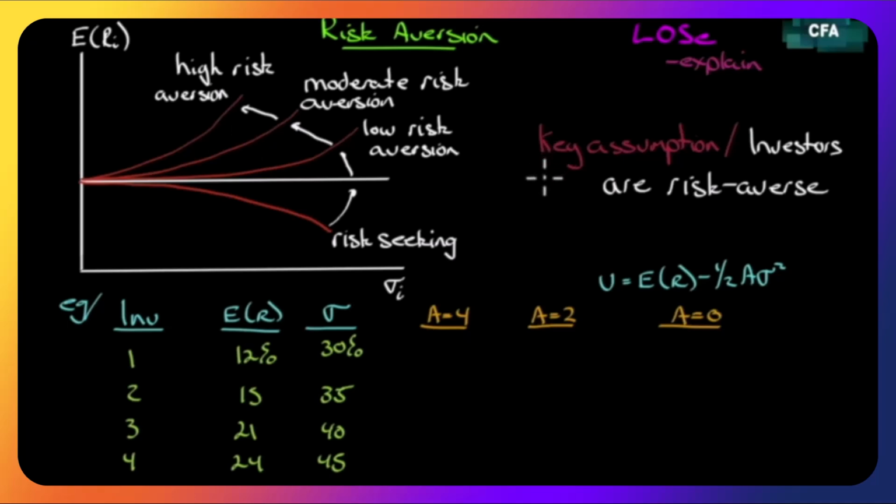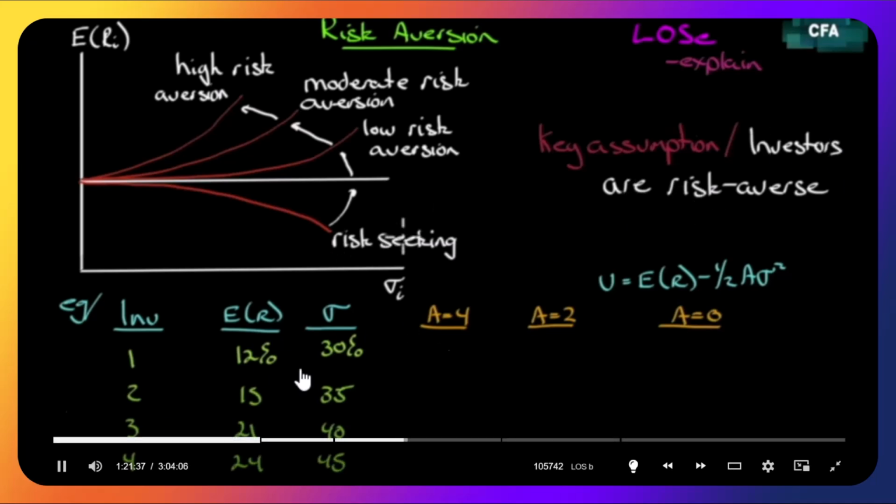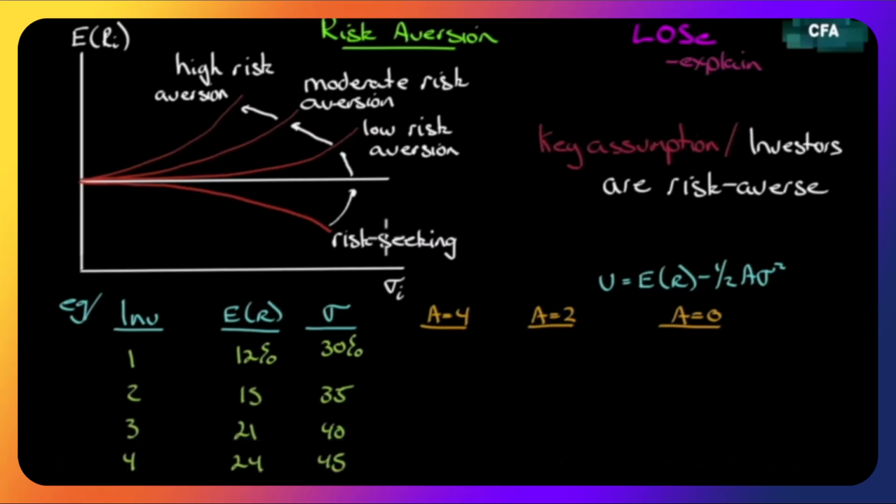The key assumption that we make in everything we do in portfolio theory is that investors are risk averse. Okay, so you've got these people out here that are either risk ignorant or risk seeking, whatever the case is. They're not portfolio managers. I'll tell you that right now. So we can make the assumption that investors are risk averse.